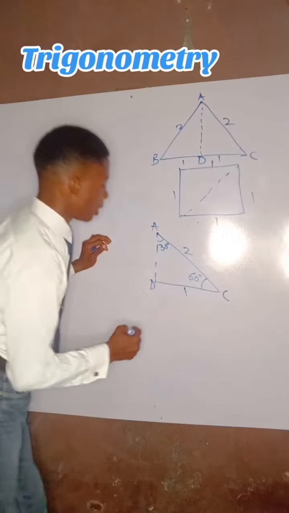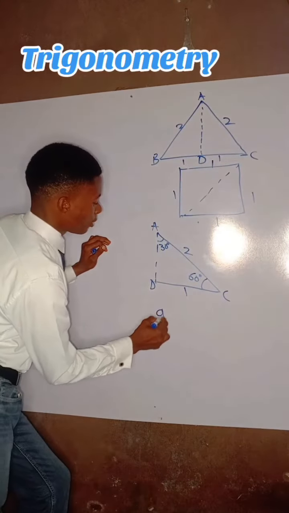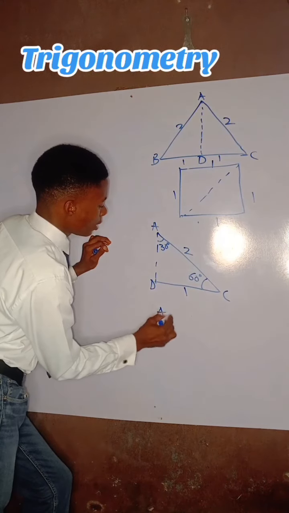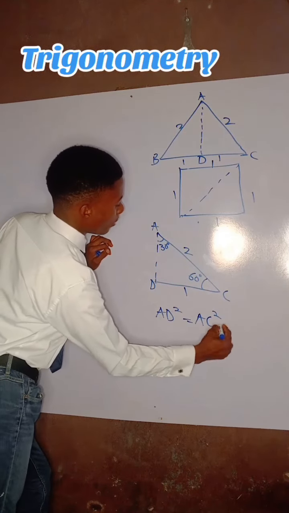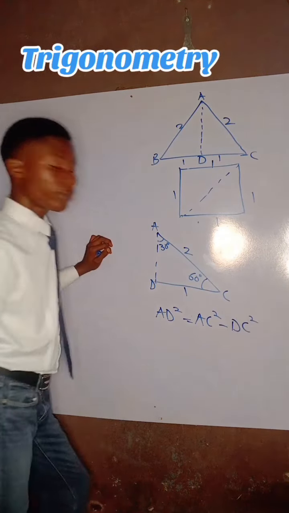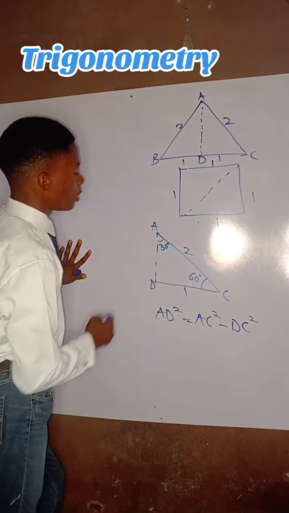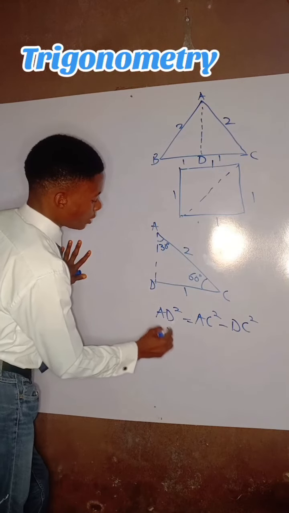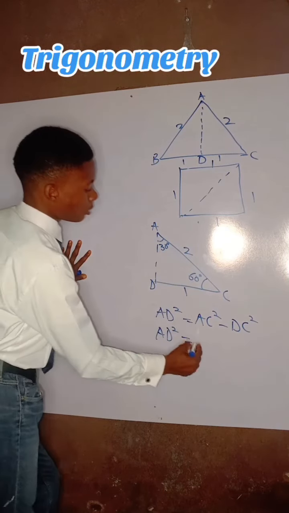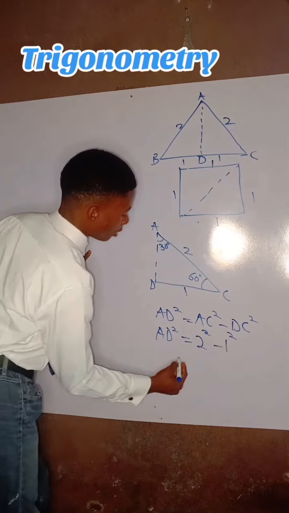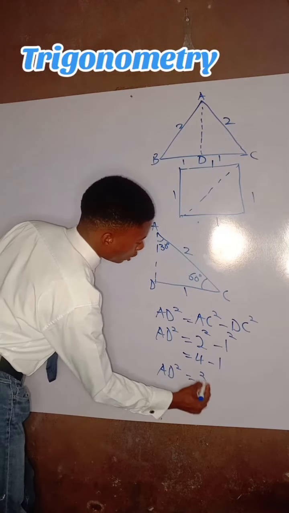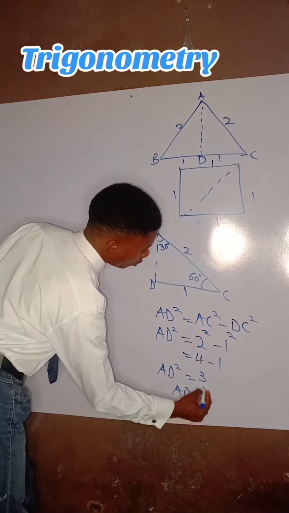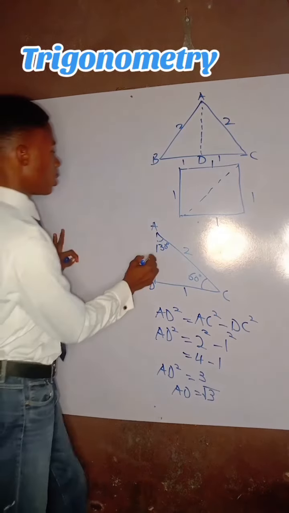Is that clear? So now using Pythagoras theorem, we have AD squared is equals to AC squared minus DC squared. Can you see this Pythagoras theorem? So now AD squared is what you are looking for. AD squared is equals to AC, which is 2 squared, minus 1 squared, and that is equals to 4 minus 1. So AD squared is equals to 3. AD is equals to root 3. Is that clear?